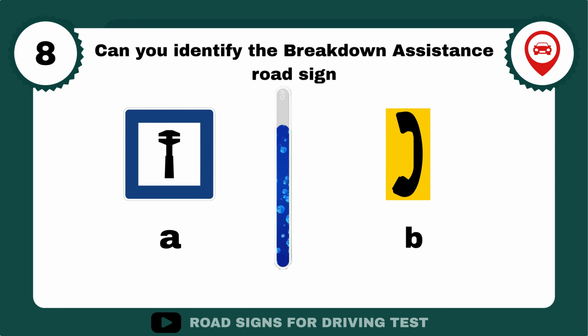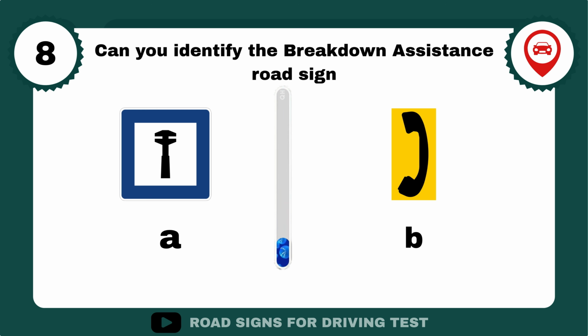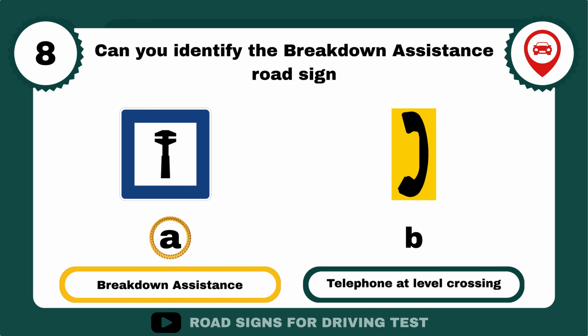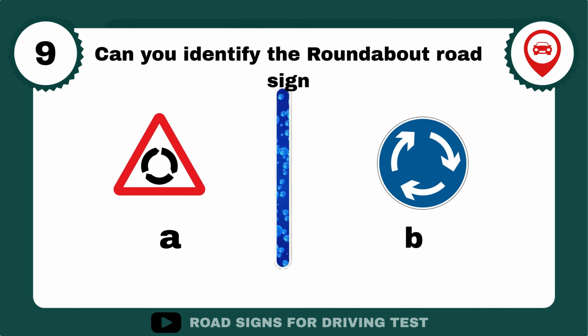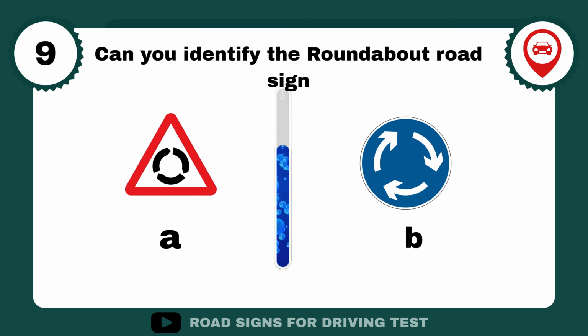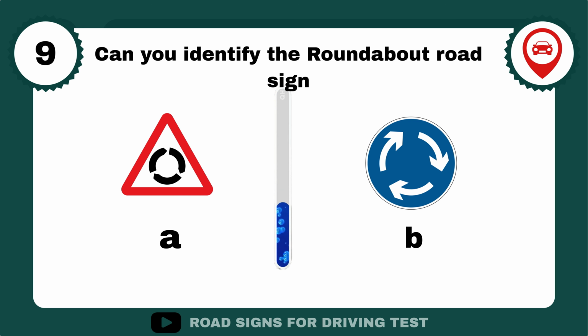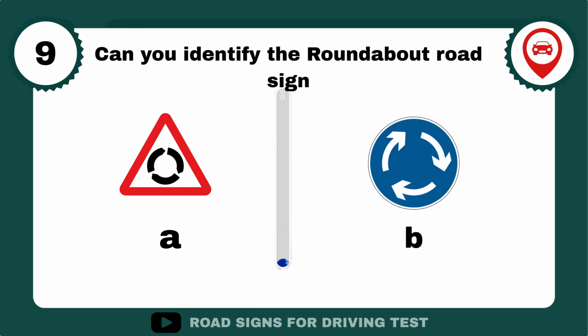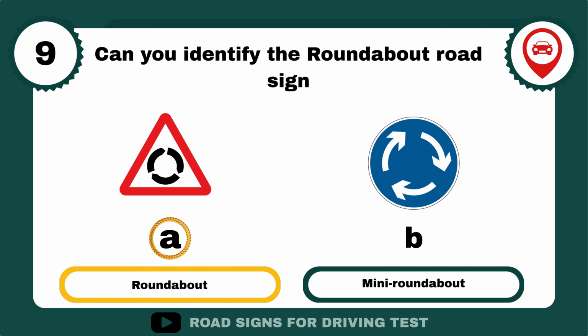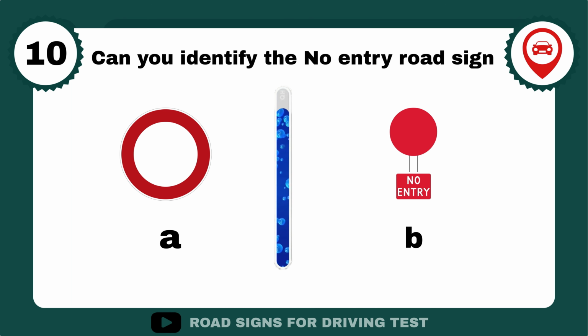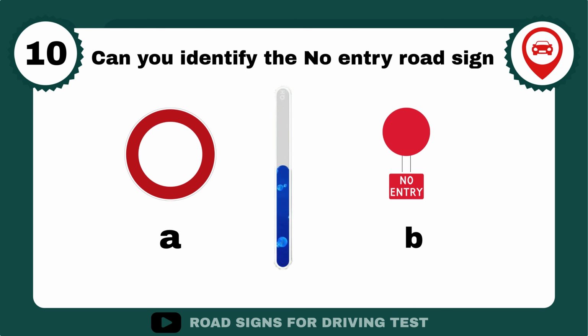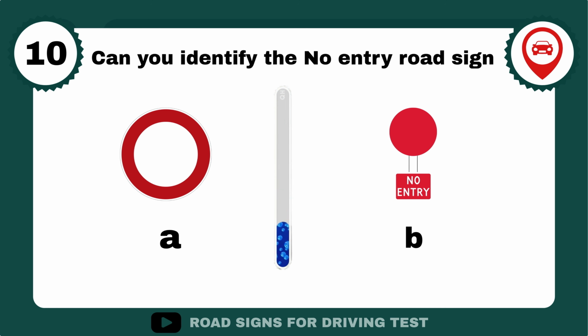Pick the symbol for breakdown assistance. A. Which one represents a roundabout ahead? A. Which is the no entry road sign? B.